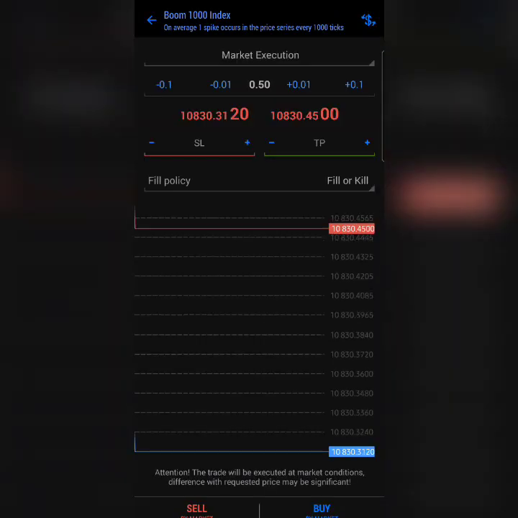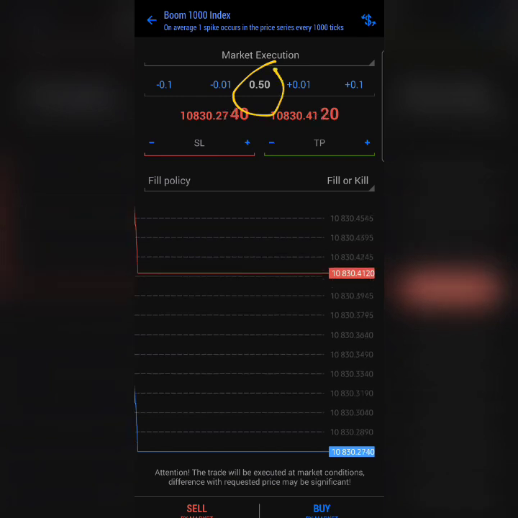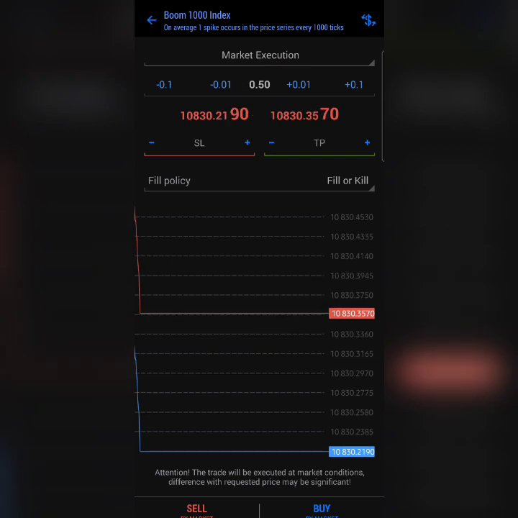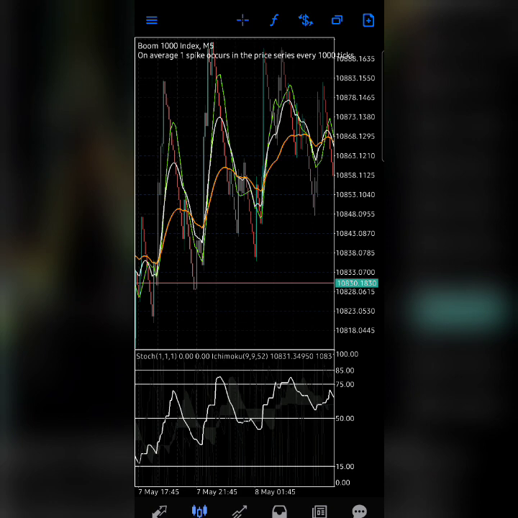So you can see I'm using 0.5 here. You can trade it at 0.2, that's 0.20 lot size. It's going to be slow, but you have to be patient and observe your trade, and like I said, you'll be on your way to the moon. Now let's look for that same condition.